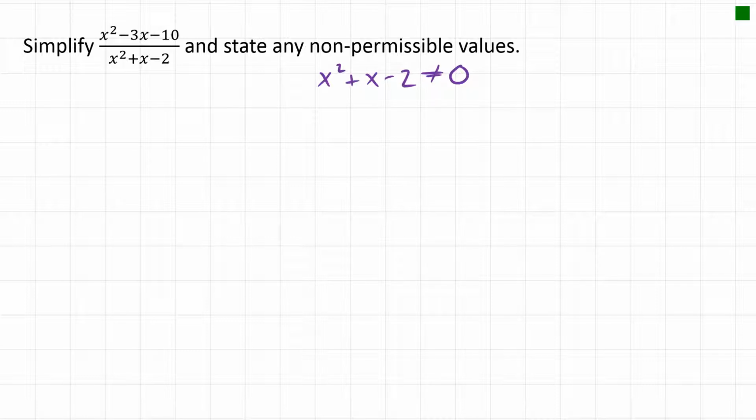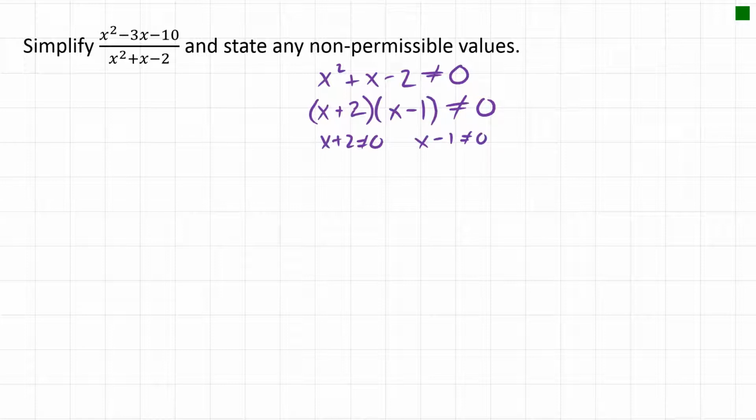So that would be x, factoring here, we're drawing a blank for a second. Oh, there we go. So it's going to be x plus 2 times x minus 1. So there's my factored denominator, which means that x plus 2 is not allowed to equal 0, and x minus 1 is not allowed to be equal to 0.